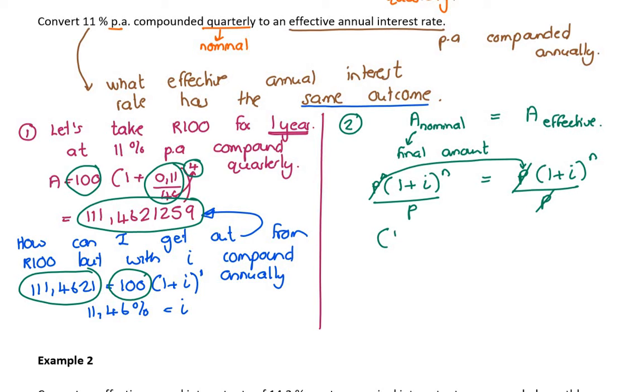So what you always get then is 1 plus i to the power of n from the nominal side must be the same as 1 plus i to the n on the effective side. Now that kind of makes sense, because on both sides you would just be multiplying that bracket by 100 to get the same answer. So basically, if I equate these, I can directly get to my interest rate. So let me show you what it means.